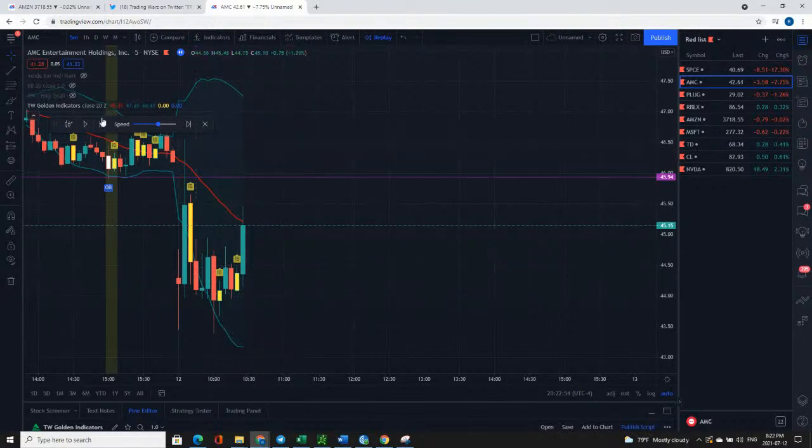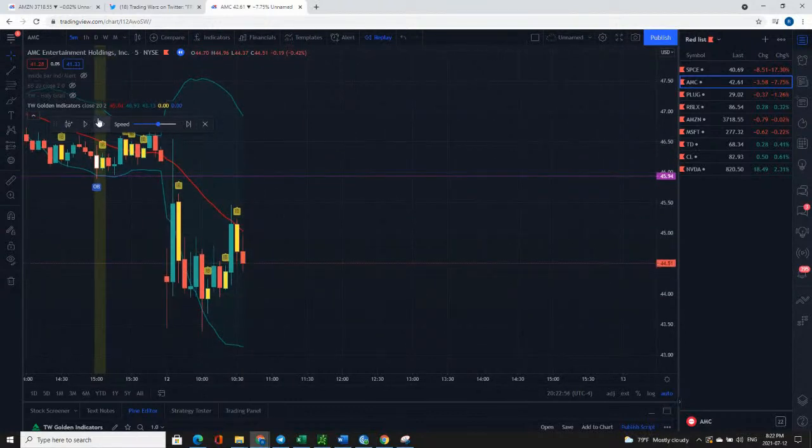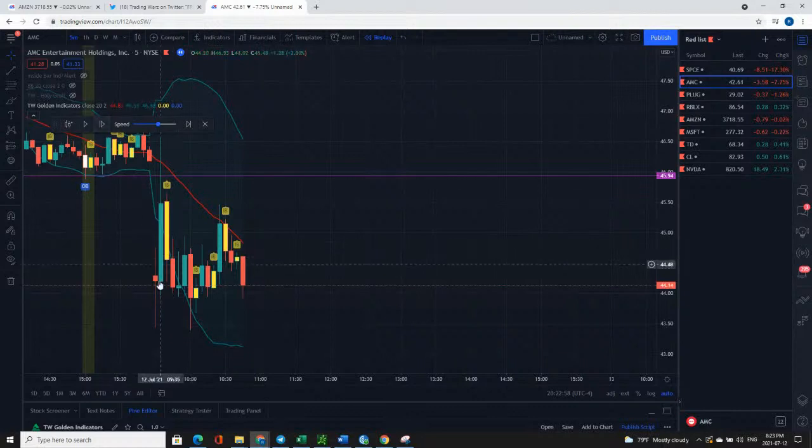That's a beautiful winner. Boom, right there. And then we just start to chop around, right? That's why I like to play the first few setups that I have, and then after that, I'm pretty much done.